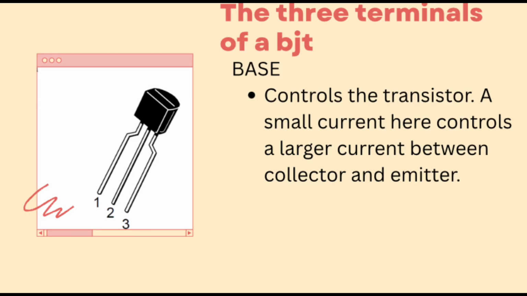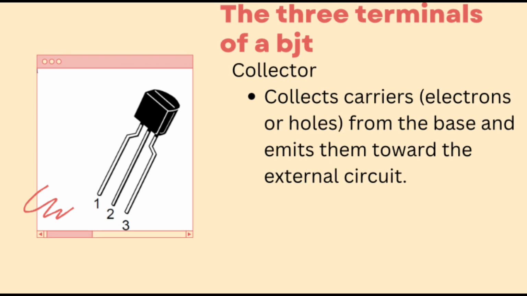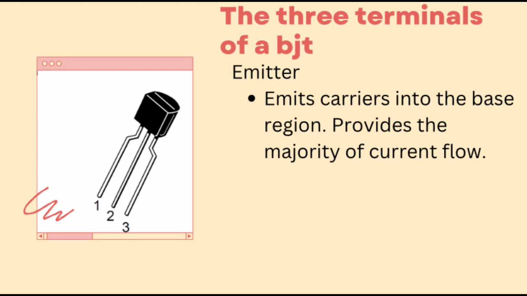Alright, so there are 3 terminals of a BJT, which are base, collector and emitter. Base controls the transistor. A small current here controls a larger current between collector and emitter. Next is collector. Collector carries electrons or holes from the base and emits them toward the external circuit. Next is emitter. Emitter carries charge into the base region and provides the majority of current flow.